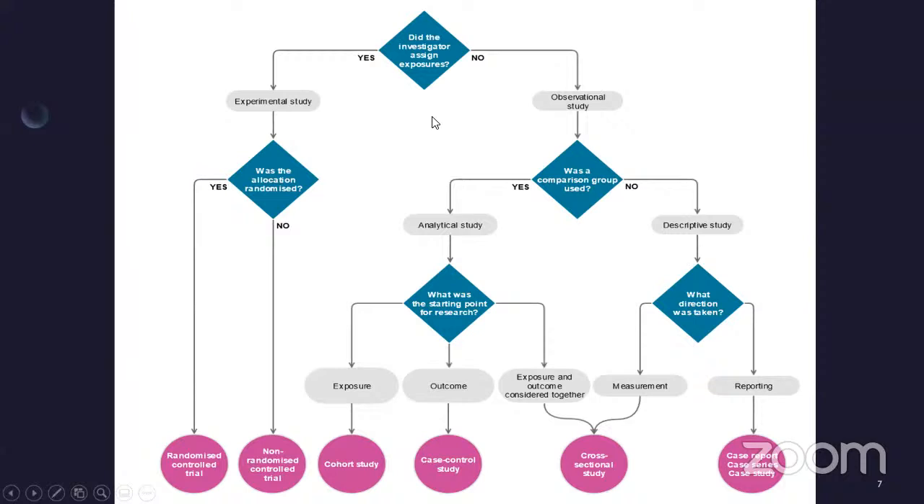So, just a second, I cannot see the whole thing.